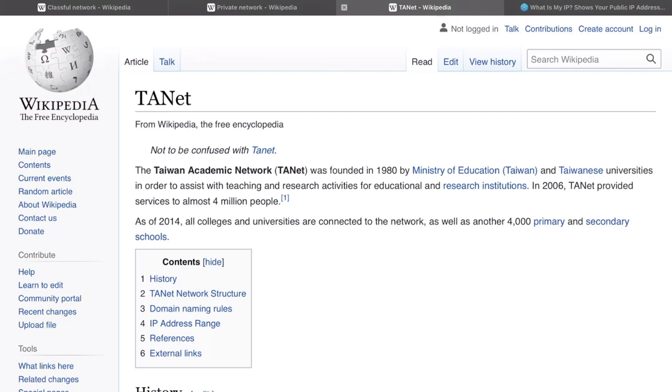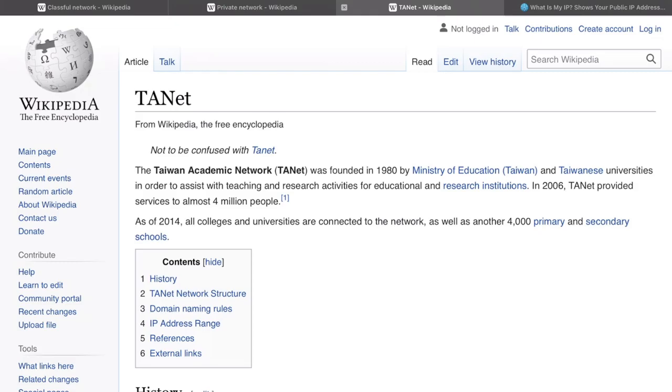TANet was founded by the Ministry of Education in Taiwan. The Ministry of Education has a computer center, and it connects all the universities, middle schools, high schools, elementary schools, all those networks, to the computer center in the Ministry of Education in Taiwan. So it is a very large network.